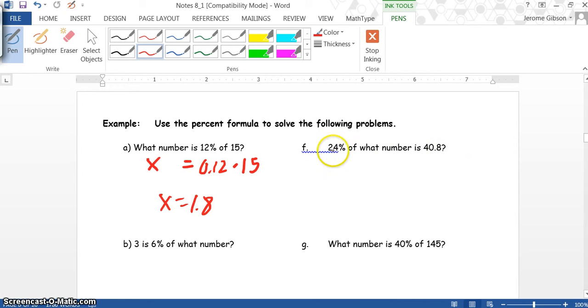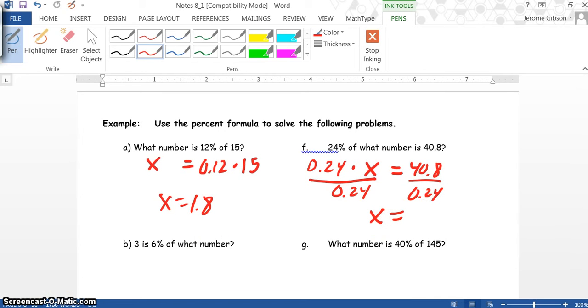So first of all, we need to write 24% as a decimal, which would be 0.24. Of means multiplication. What number is our variable. Is means equals, and we have 40.08. Now we need to solve this problem. So our next step will be to divide 0.24 on both sides. And x is equal to 170 when you put it in your calculator.